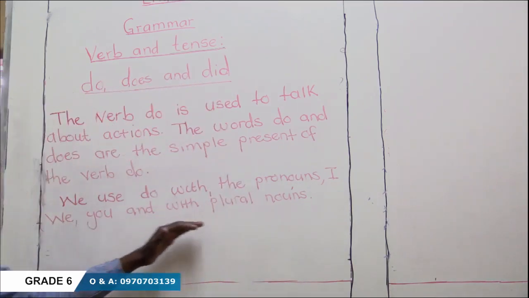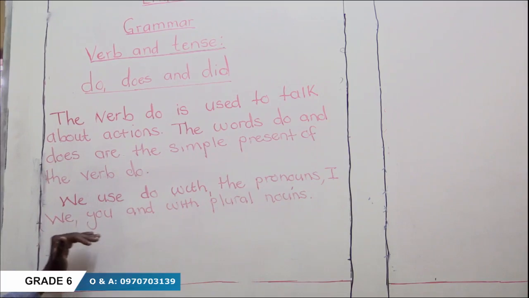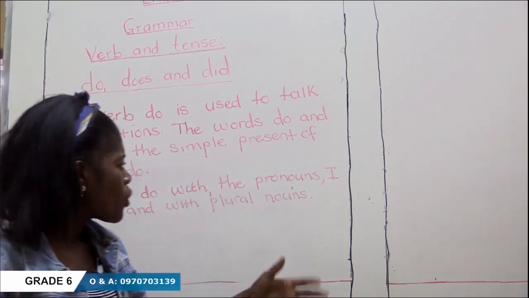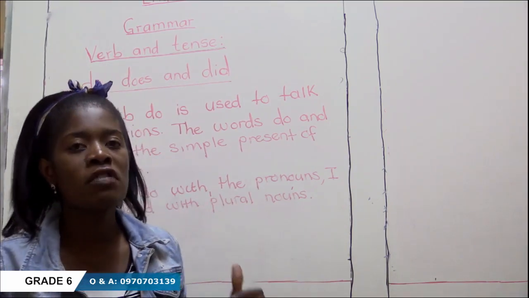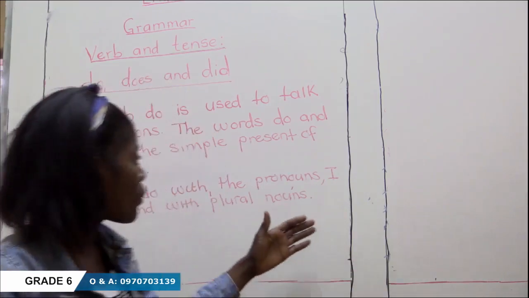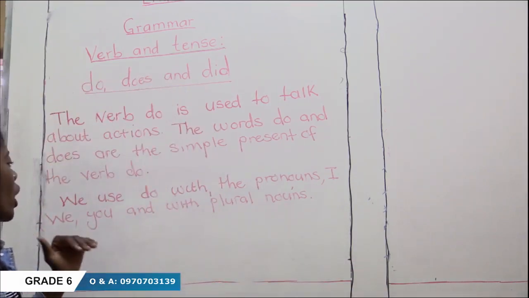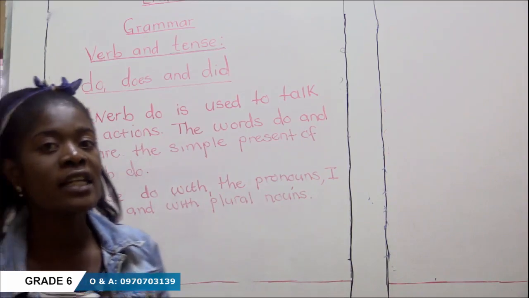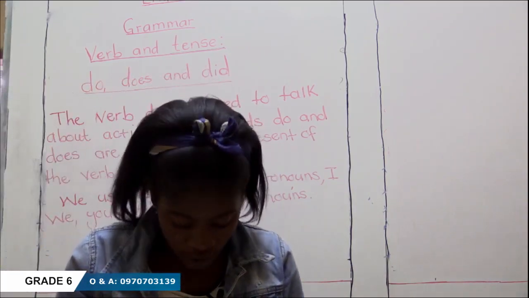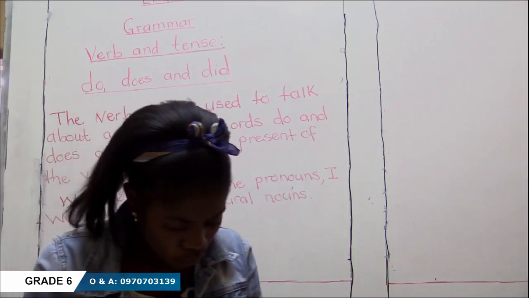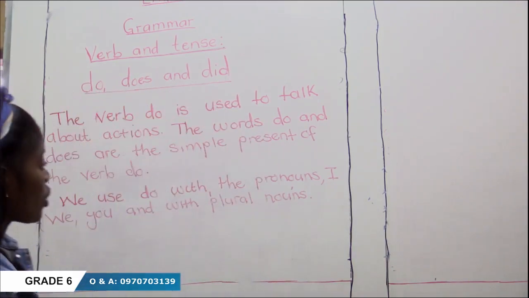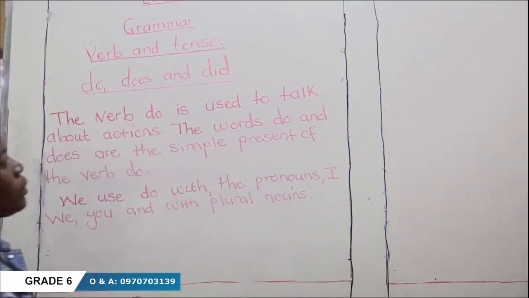Okay, we use do with the pronouns I, we, you, and with the plural noun. So if you're talking about a lot of things, we use do. And these are the pronouns that we use: I, we, you. And I've said a pronoun takes the place of a noun. Okay, let me give you some examples on how you can use the do.